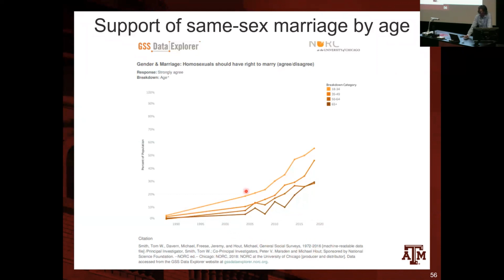And also overall, you see that younger people, in this case people between 18 to 34 years of age, have higher percentages of support for same-sex marriage, because pretty much the question is whether homosexuals should have the right to marry, either agree or disagree. And older people, this line here for 65 plus, they have the lowest support for same-sex marriage. Okay?